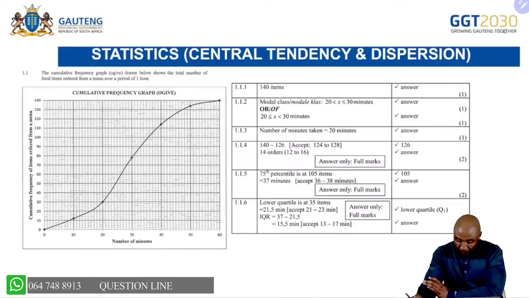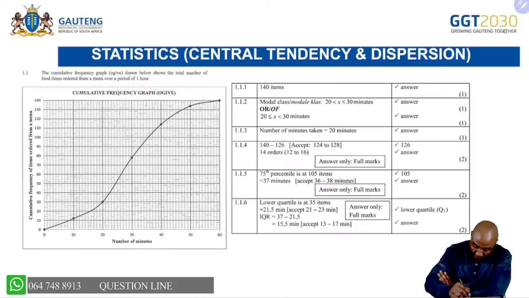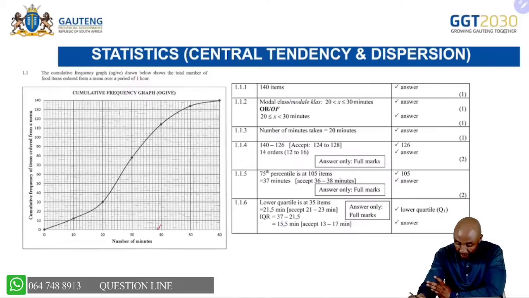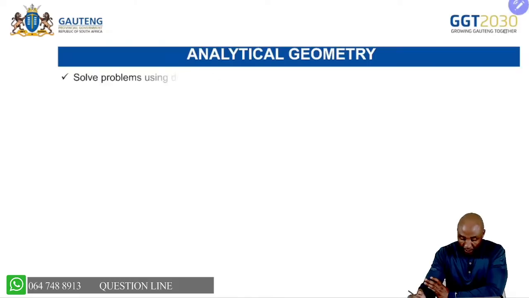The 75th percentile, you will find out that it will be 105 food items, then you go to 105 and then you go down, you take your reading on the time axis. Then the lower quartile, we said is 35 items. It will be 1/4 times the cumulative frequency, which is 140. Then we get our time there. Let's move on now to the next topic.